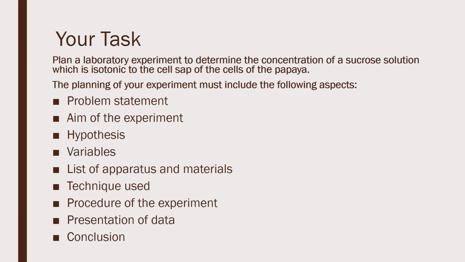So, you already learned the technique in answering paper 3. Your task is to plan a laboratory experiment to determine the concentration of sucrose solution which is isotonic to the cell sap of the cell of the papaya. And the planning of the experiment must include the following aspects, which means all the aspects I discussed just now. You just use the technique you learned just now and write it out.